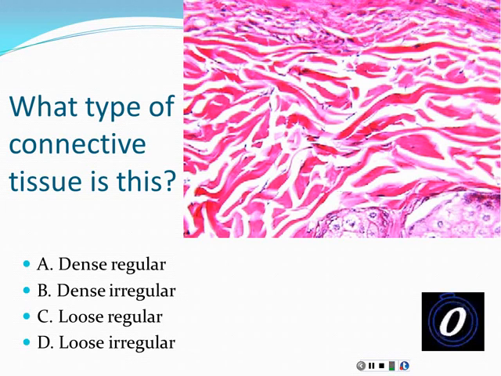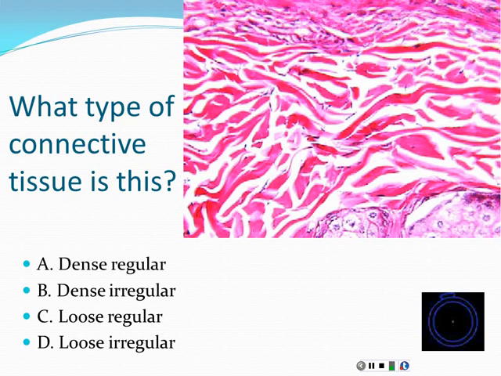All right, so first we look at this and, is it dense or is it loose? Remember that first picture we looked at, that areolar tissue? Kind of keep that in your mind. That's a loose connective tissue. So compared to that one, is this one more packed together or less packed together? Well, it's more packed together. So this would be a dense connective tissue.